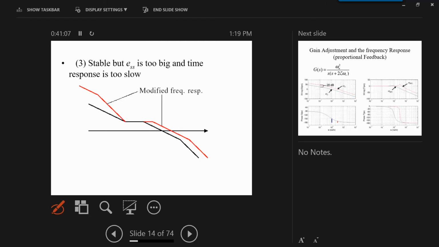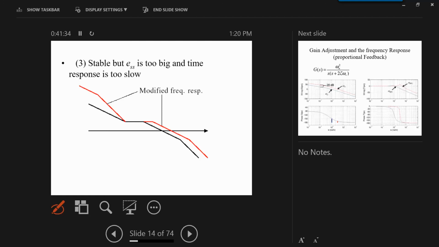Will the slope here change? Well, the slope will change. The controller will change the slope in the medium frequency. Suppose we are adding a derivative controller. A derivative controller adds a zero, so you have a 20 dB per decade increase, right? So it affects it.